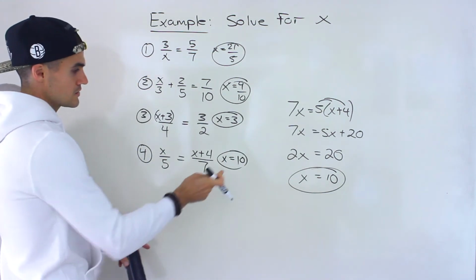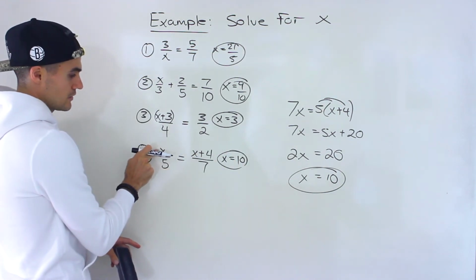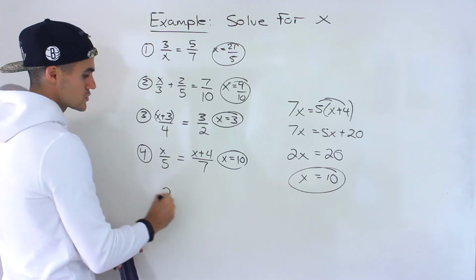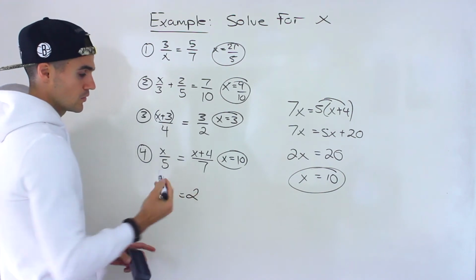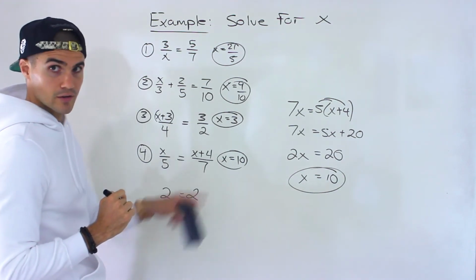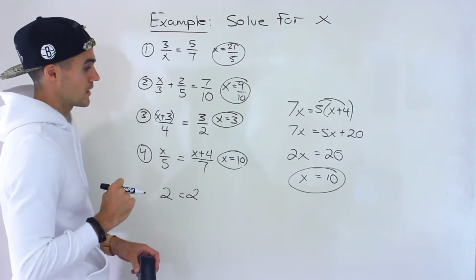And again, you could check your answer. You could plug in 10. Notice if we plug in 10 here on the left side, 10 divided by 5 would give us 2. 10 plus 4 is 14, divided by 7 would also give us 2. So we can be fairly confident that x equals 10 is the correct answer.